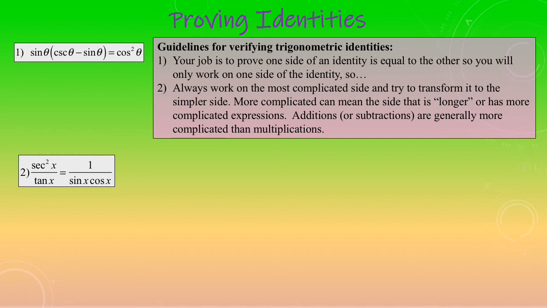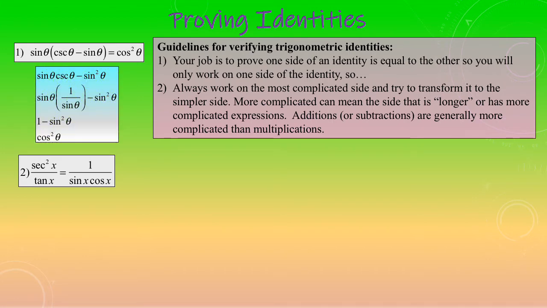There are a number of guidelines that we use to verify these trig identities. The first is that we need to prove that one side of an identity is equal to the other, so you only work on one side of the identity. And you always work on the most complicated side and try to transform it to the simpler side. When we say more complicated, the side is longer, has more complicated expressions. We consider addition or subtractions more complicated than multiplications.